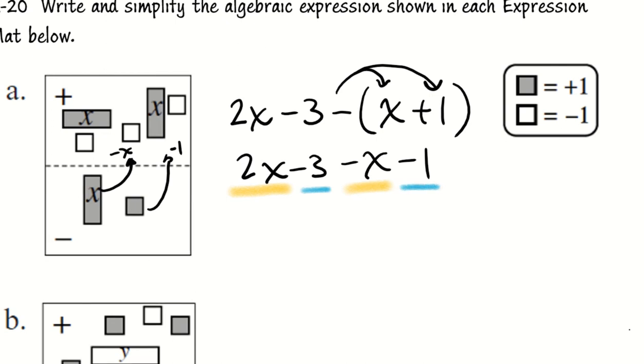So if I combine my like terms, the things that are the same, the same shape in this case, I would have 2x minus x is just a single x, and a negative 3 minus 1 would be minus 4. So expression A is x minus 4.